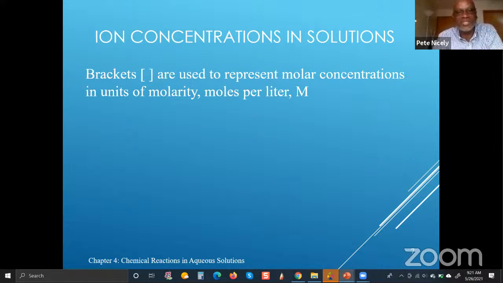We talked about concentration before. Remember we said that the concentration can be expressed in several units. The one that we were introduced to in chapter 3 was the mole per liter unit, right? The number of moles in 1 liter of the solution.